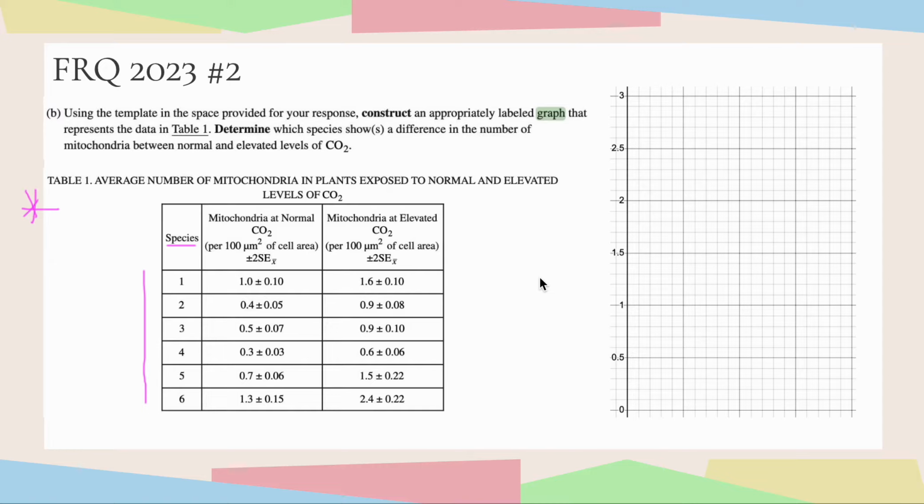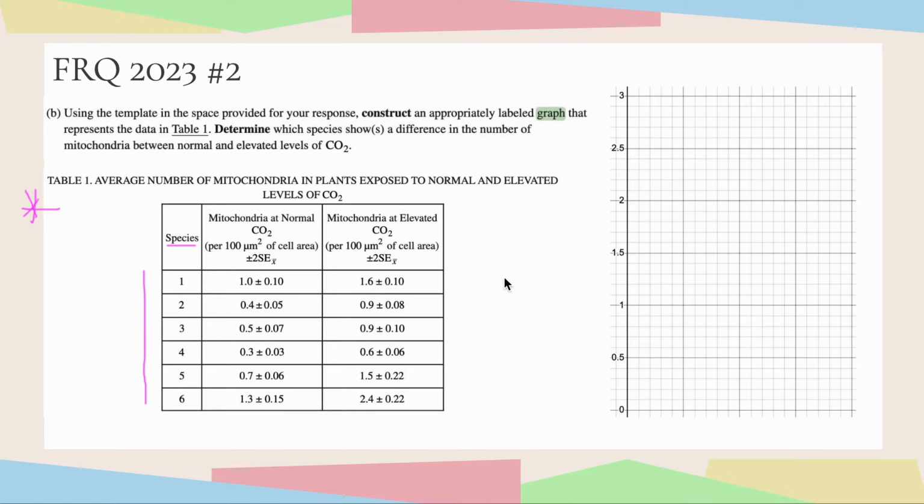So the standard error gives us an idea of how much we expect our average to vary, right? So for example, this here tells us that for species 1, we have a mean mitochondria number of 1, but we expect that average to vary by plus or minus 0.1 across different samples. So now that we've talked about that, let's go ahead and jump into our graph.